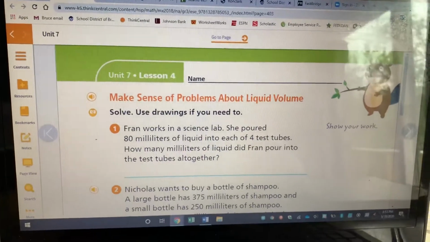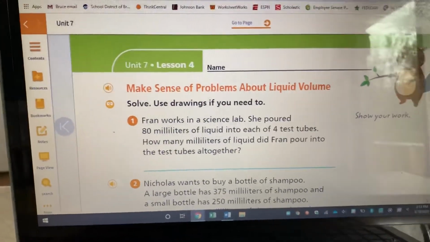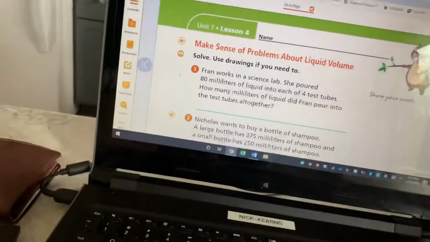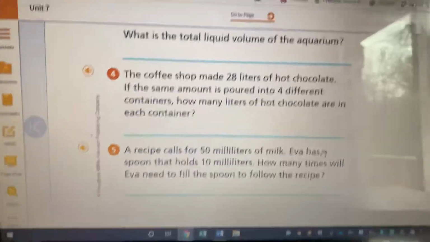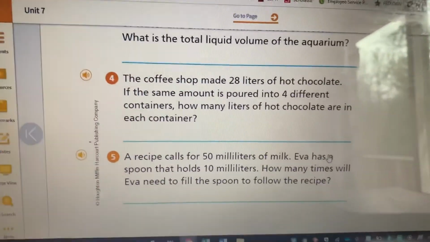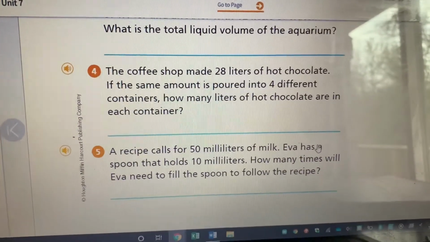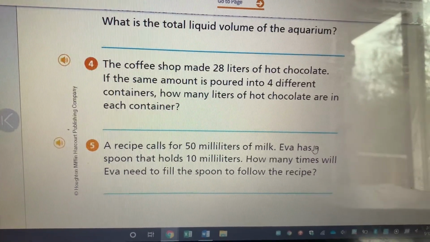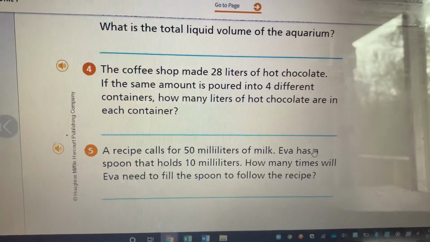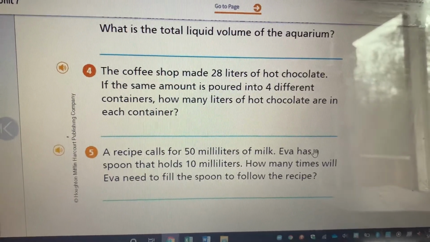So let's take a look at a question here about liquid volume. So I wanted to take a look at number 4 here, guys. The coffee shop made 28 liters of hot chocolate. If the same amount is poured into 4 different containers, how many liters of hot chocolate are in each container?